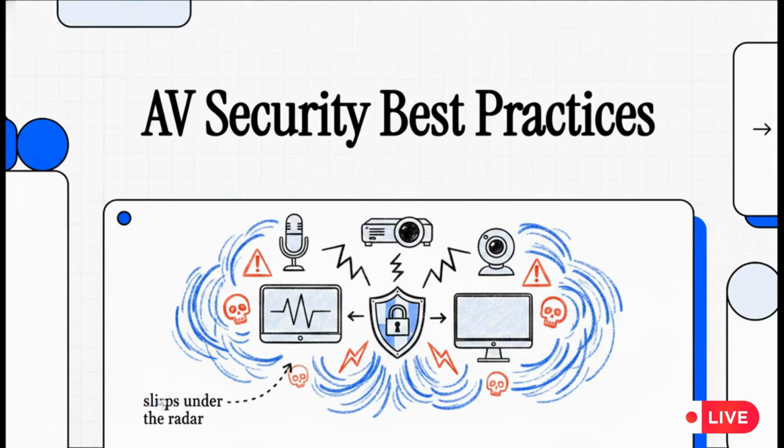All right, welcome to this explainer. Today, we're taking what might initially look like a totally dry technical IT checklist, and we're flipping it into an urgent, seriously engaging playbook for your enterprise environments. We are talking about audiovisual device security, an area that routinely slips right under the radar. But as we're about to discover, ignoring it is a massive risk.